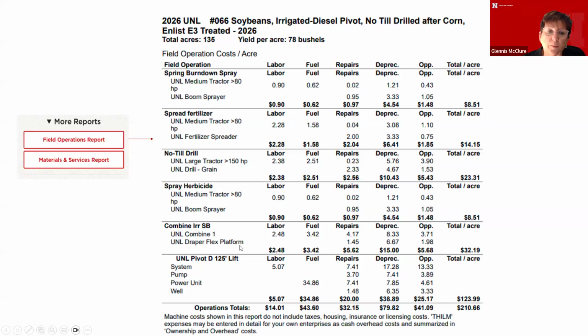We're using a Draper Flex platform. And I've seen those costs actually quite a lot higher depending on what equipment you're using for harvest costs. You can easily put $1 million into harvest equipment, and what does that look like on a per acre basis, as well as our costs on running pivots, the cost of the pivot, repairs, the fuel costs, and so on. So this is a piece of the report when you're doing an enterprise budget.